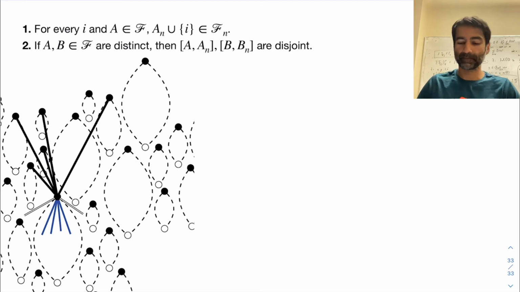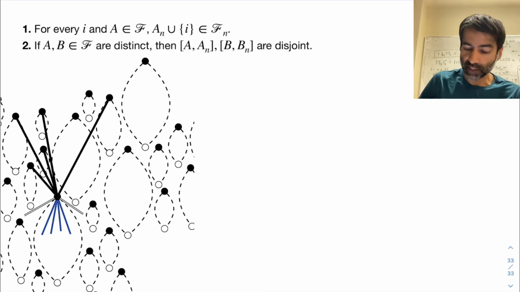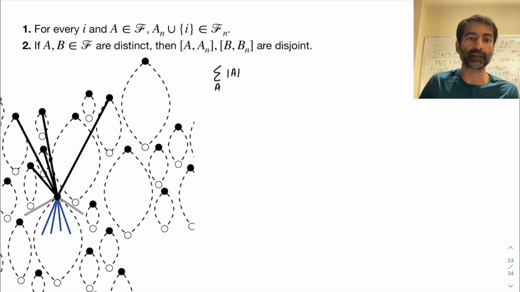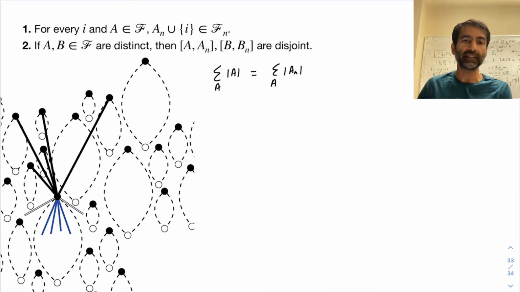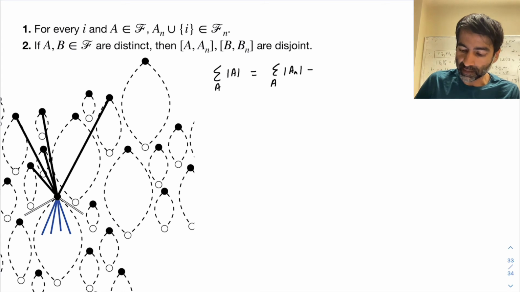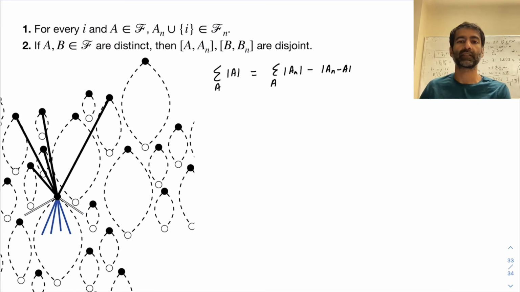So let's do it. I have a picture here to help me count some quantities. The first observation I want to make is, we want to estimate the sum of the sizes of every set in the family. And that's equal to the sum over A of the size of A_n, but this is larger than the size of A in general. So to make this correct, I need to subtract out the size of A_n minus A. That's the number of additional elements I added. So that's the first observation.